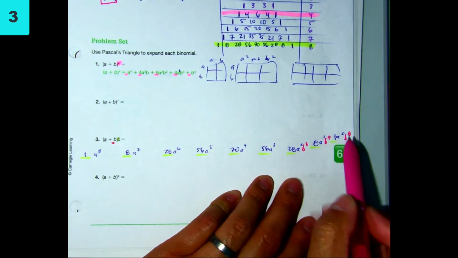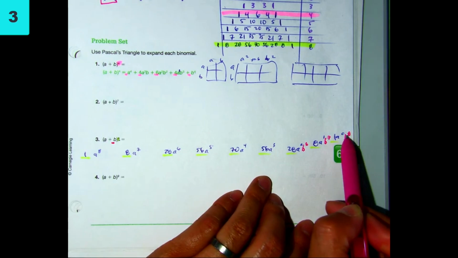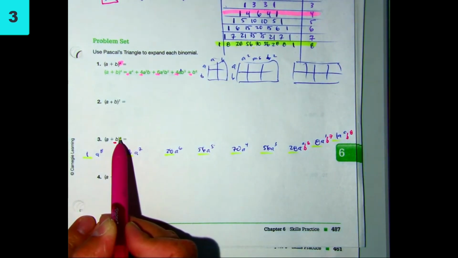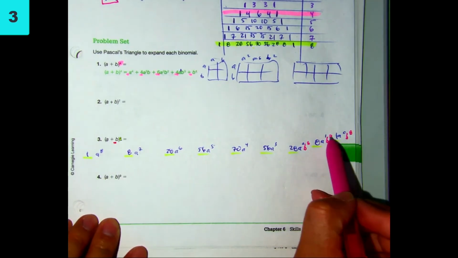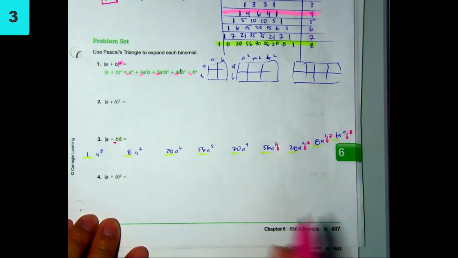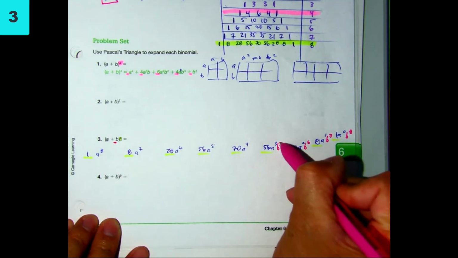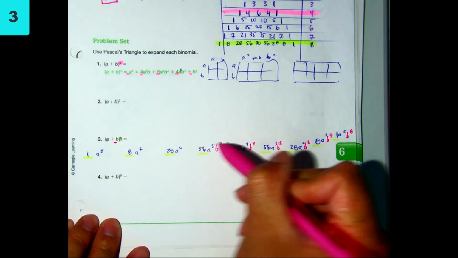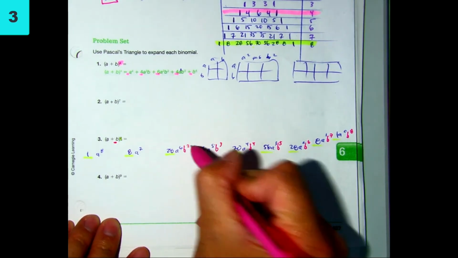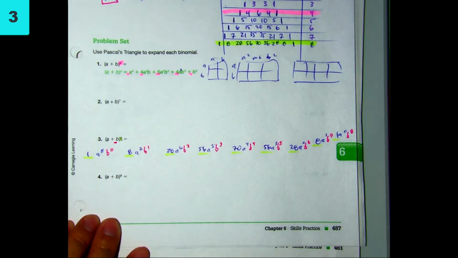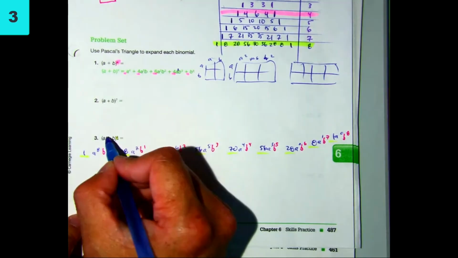And here's a little trick. The exponents add up to your degree. Do you see that? That's how you know you're doing it correctly. 0 plus 8 is 8, 1 plus 7 is 8, 2 plus 6 is 8. What am I going to write here? B to the 5, B to the 4, B to the 3, B to the 2, B to the 1, and B to the 0 power. Now here is one good thing. They're pluses.